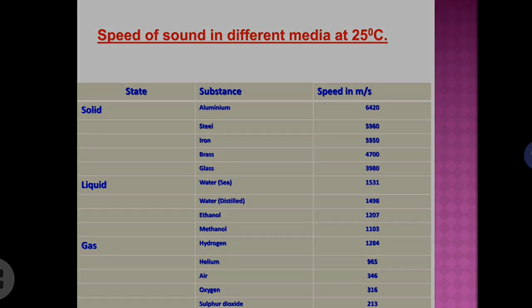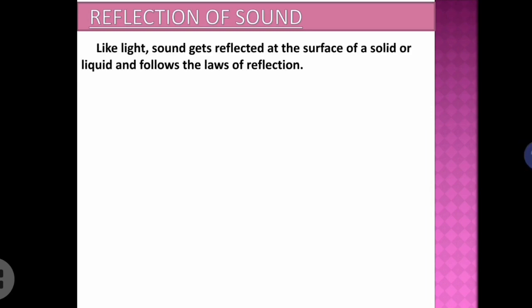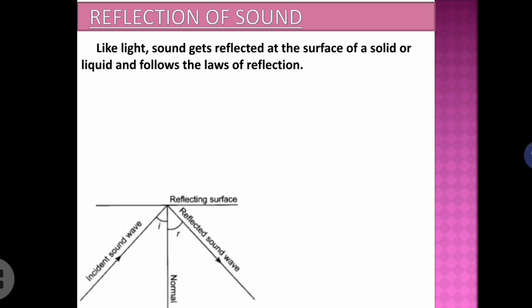So you have studied reflection of light. Just like that, sound waves also undergo reflection from a solid or liquid or any particular material on which they fall. So the sound wave also follows the same laws of reflection. You might be remembering, or try to recollect, what the laws of reflection of light are. The same thing is applicable in the case of sound also. So as you can see, an incident sound wave is incident on a reflecting surface. Then after touching the reflecting surface, the sound wave gets reflected back.